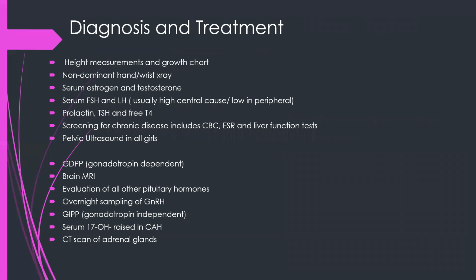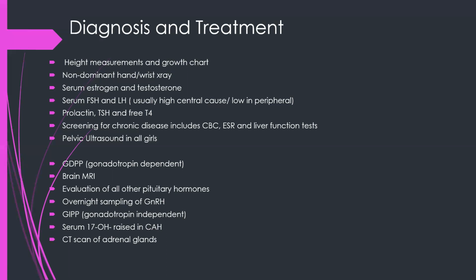Diagnosis and treatment: height measurements and growth charts are really important. Non-dominant hand wrist x-rays, serum estrogen and testosterone levels, serum follicle stimulating hormone or luteinizing hormone. They're usually high in the central cause and will be low in the peripheral cause. Prolactin levels, thyroid stimulating hormone levels, or free T4 levels.